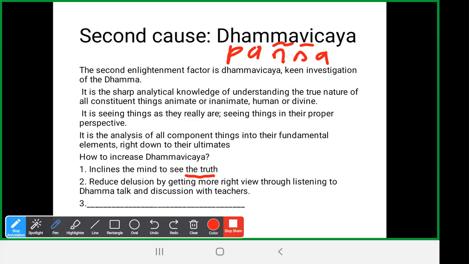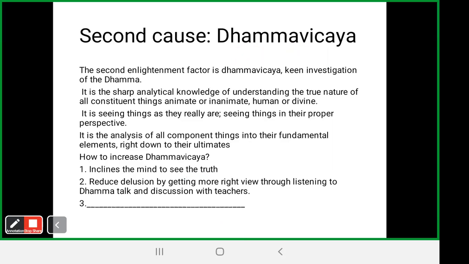If your delusion is a lot, the panya is less. So you need to reduce the delusion. You need to get more right view. So you listen to Dhamma talk, you discuss with the teachers. So that's my suggestion about how you should increase the Dhamma Vijaya.